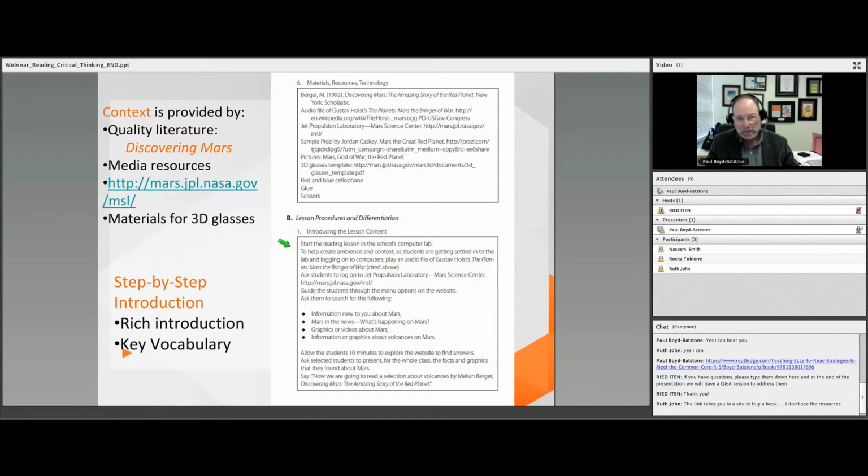Let's go into part B of this lesson, and we'll start by introducing the lesson, and look at how I'm introducing the lesson. I'm beginning with music, having the students listening to Gustav Holst's The Planets, The Bringer of War, Mars. And as they're doing this, I have them explore Jet Propulsion Laboratory and their website. If I had time, if we had a few hours, we would click on that website and go there and explore it. It's really quite something.